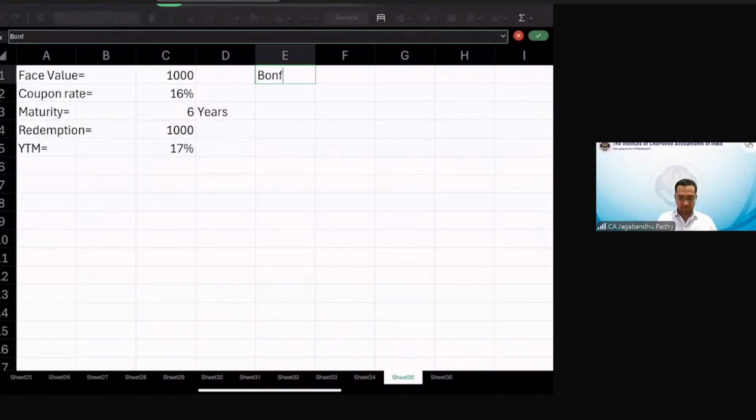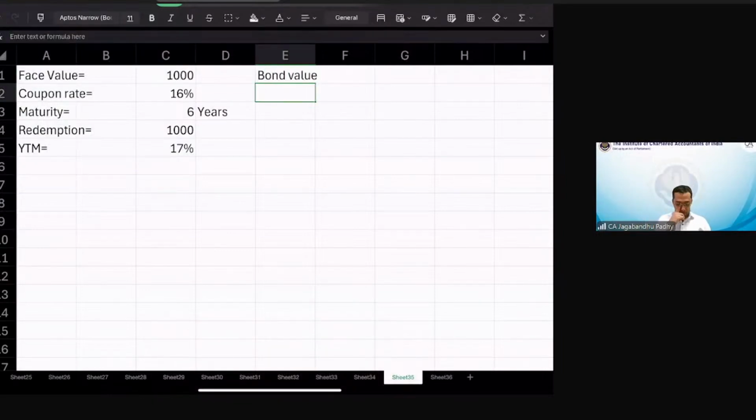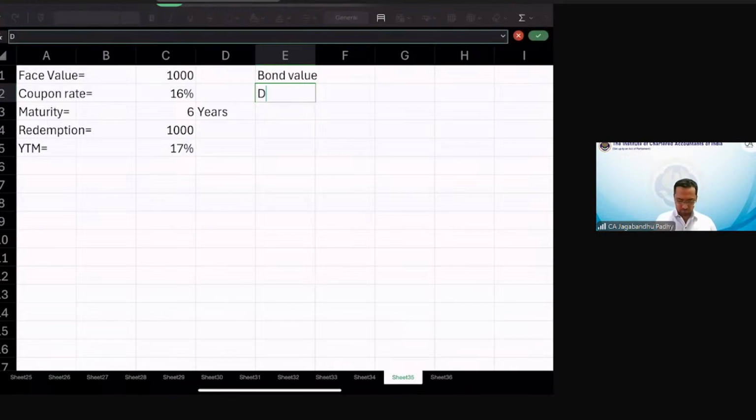First, the value of the bond. Second is the duration. Now, when you say duration, we're talking of the Macaulay duration. And then volatility of the bond. Volatility is simply what will be the percentage change in the bond value due to some percent change in the YTM. So that is nothing but the modified duration.